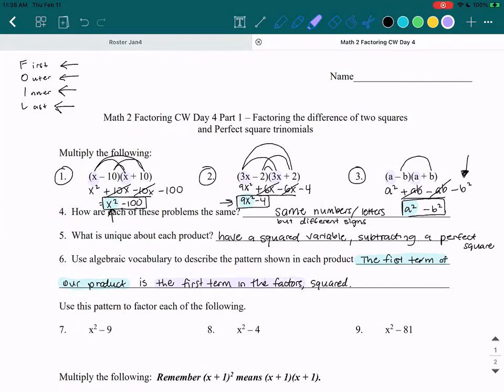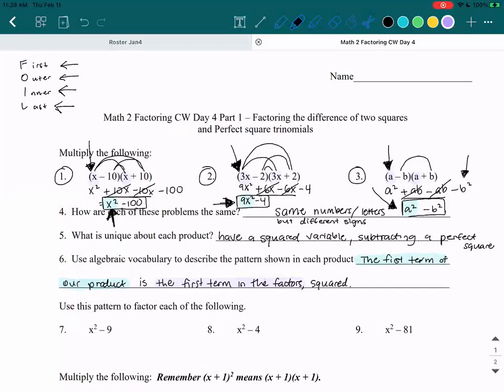So in number 1, where we have x squared as our first term, x squared is equal to x squared, literally. And then over here in number 2, we have the 9x squared. That's 3x times itself. So 3x times 3x gives us 9x squared. And then for number 3, the a squared, which is our first term of the product, is equal to this purple number, or in this case, purple letter, squared. So it's a times itself. So it's a squared.